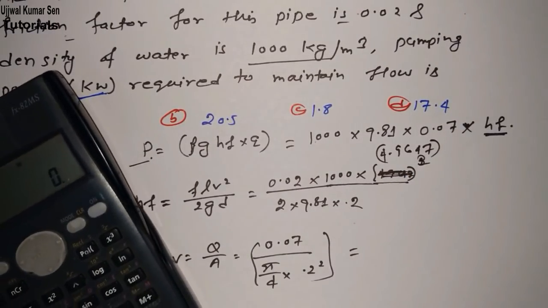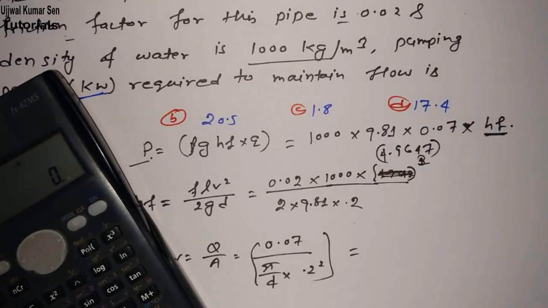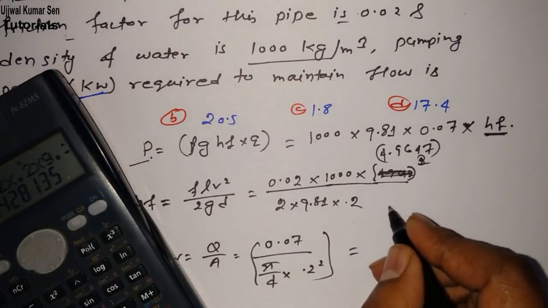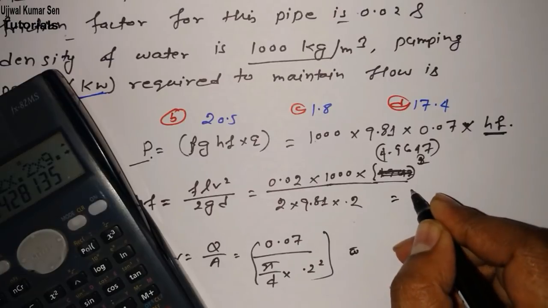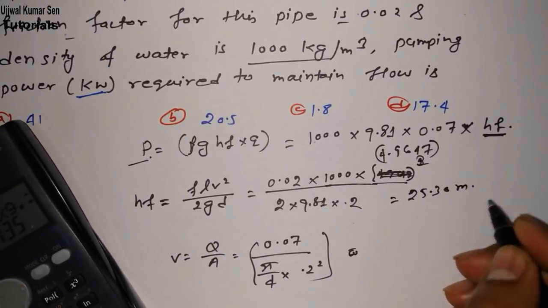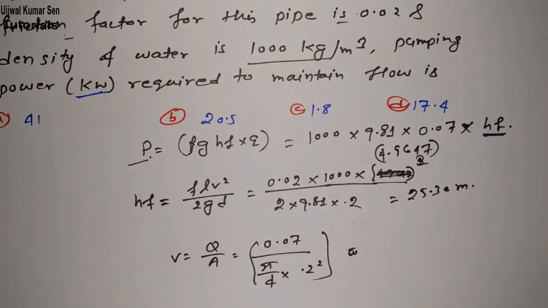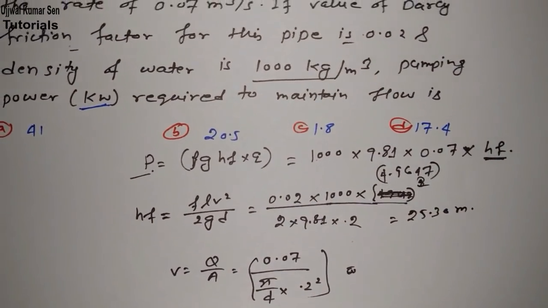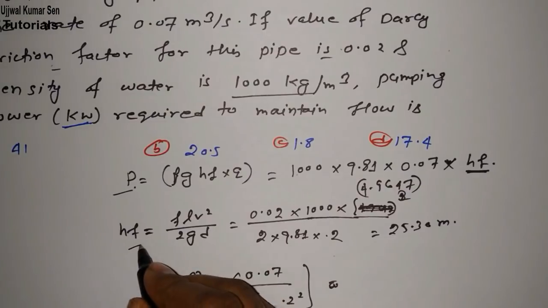Now 4.9647 multiplied by 1000, multiplied by 0.02, divided by 2 multiplied by 0.2 multiplied by 9.81 is equal to, we are getting here 25.30. hf in meter. Head loss, this should be in meter. So we have found the value of hf.